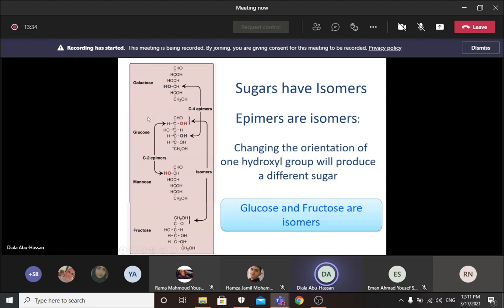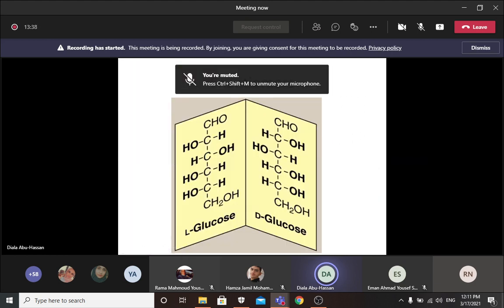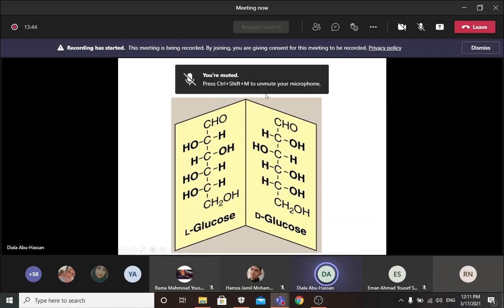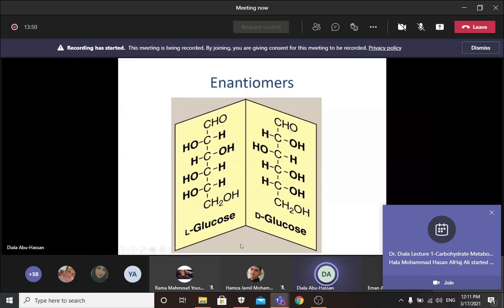Remember also we discussed another type of stereoisomers called enantiomers, and this is actually found between the same type of molecules. So for glucose, we have D-glucose and L-glucose. For galactose, the same. We have D-galactose and L-galactose. The difference in this type of isomers is created by mirror imaging of the molecules.